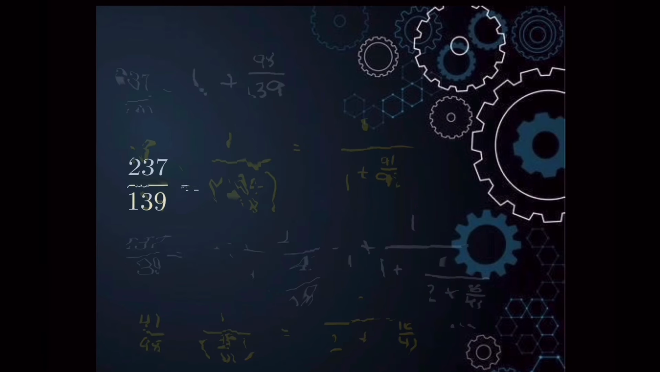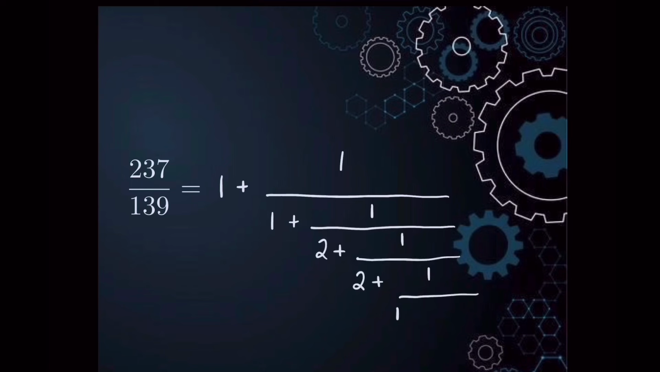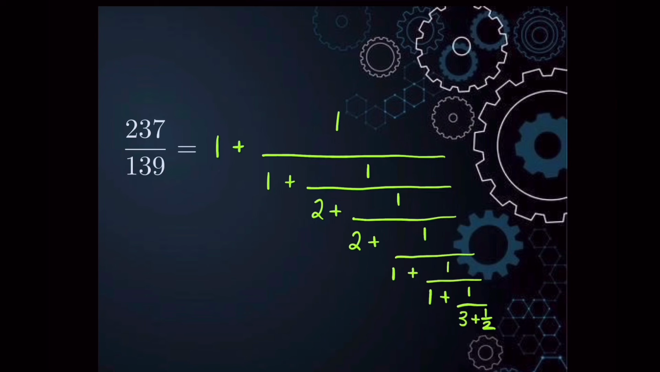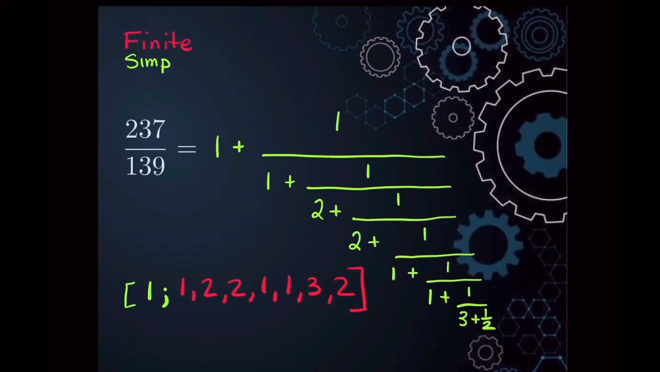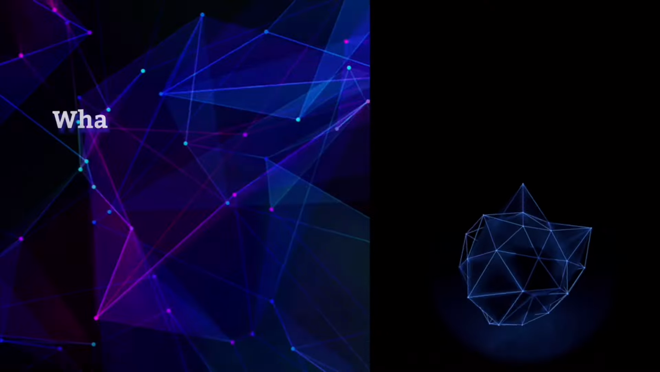So with a few iterations here, this particular improper fraction can be written as 1 plus 1 over 1 plus 1 over 2 plus 1 over 2 plus 1 over 1 plus 1 over 1 plus 1 over 3 plus 1 over 2. It took us a few iterations to get there, and the shorthand notation for this particular one would be written as follows: 1:1,2,2,1,1,3,2. This is a finite, simple, continued fraction. In fact, every rational number can be written as a finite, simple, continued fraction.